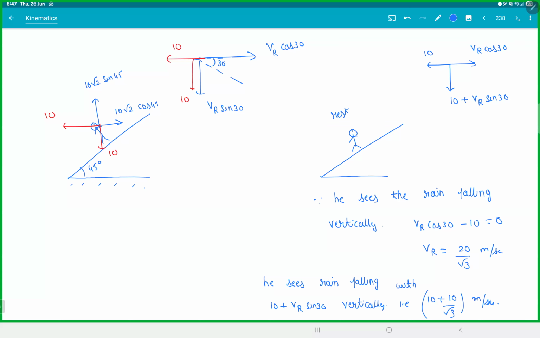If he is going down, that is possible. You have to run faster than the rain in the downward direction. Is this making sense?